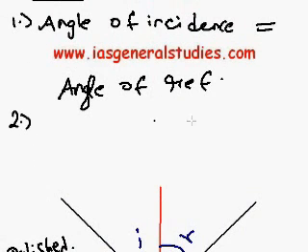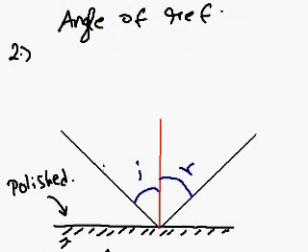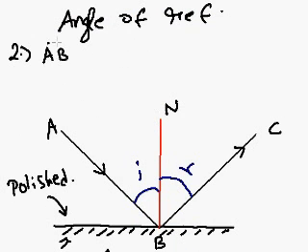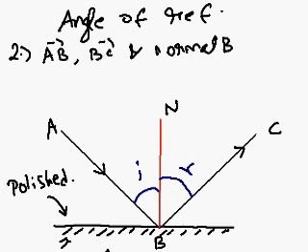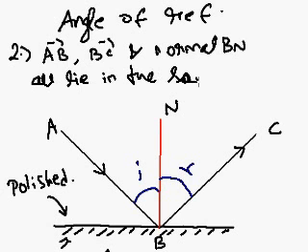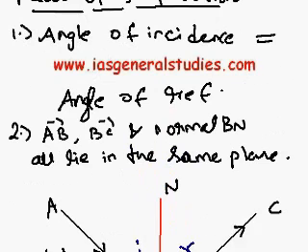I will just put the name for this incident ray. Let me take AB as the incident ray, and BC as the reflected ray, and BN is the normal. So the incident ray AB, the reflected ray BC, and the normal BN all lie in the same plane. These are the two laws of reflection.